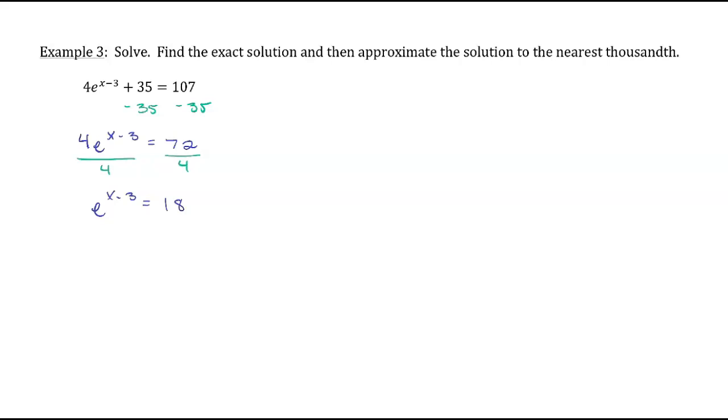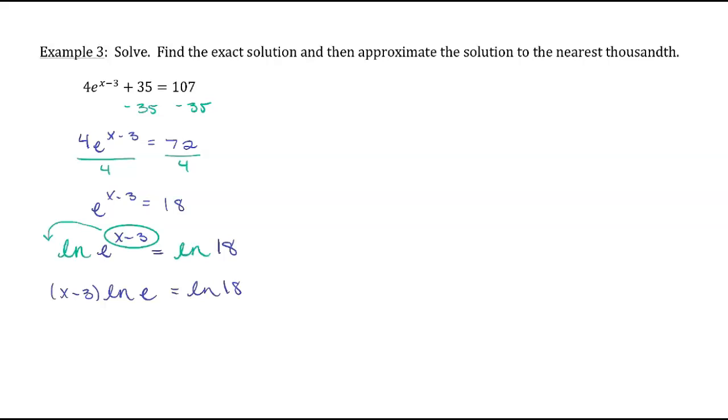Now, since we cannot write 18 as a power of e, and we cannot write e and 18 as a power of the same base, we'll use our logarithms and take the logarithm of both sides of this equation. Since my base is e on the left side, let's use the natural logarithm, or log base e. That will give us the natural log of e to the x minus 3 is equal to the natural log of 18. Now we can bring our exponent out in front of the logarithm as a factor. So we'll have x minus 3 times the natural log of e equals the natural log of 18.